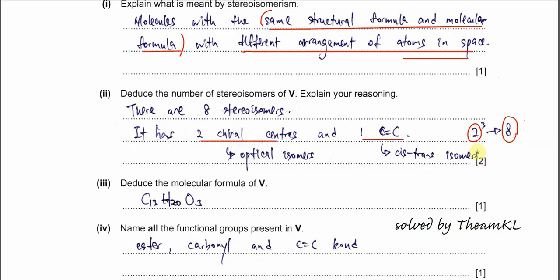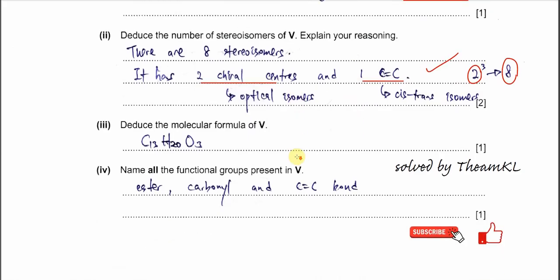This is how we get the total stereoisomers, because we have 2 chiral centers and 1 C=C double bond, and each of them forms 2 isomers, but it's not 2 plus 2 plus 2, it's actually 2 to the power 3, so you get 8 stereoisomers. Okay, that's how we get it. Hope you understand.